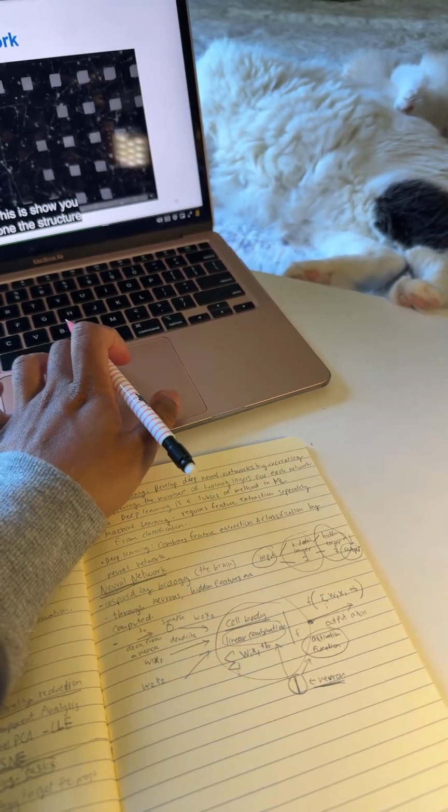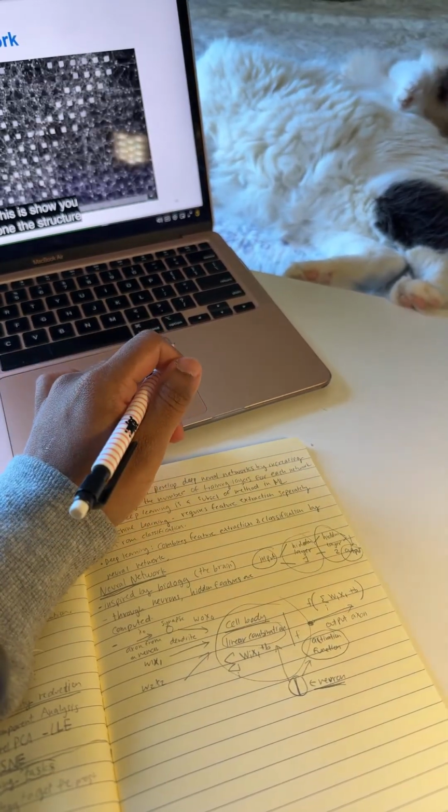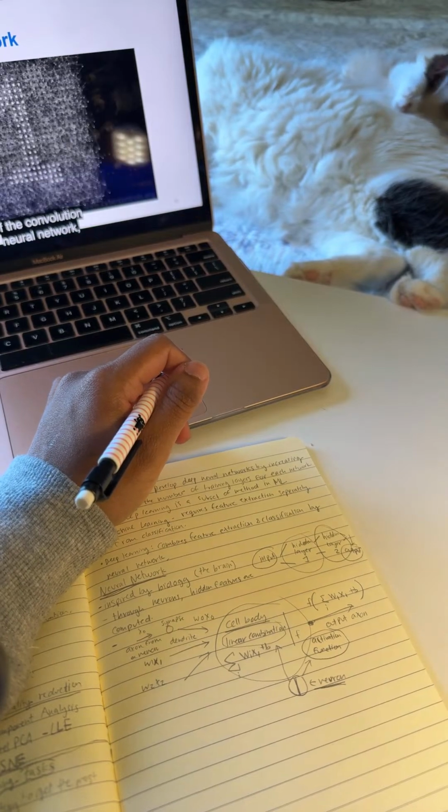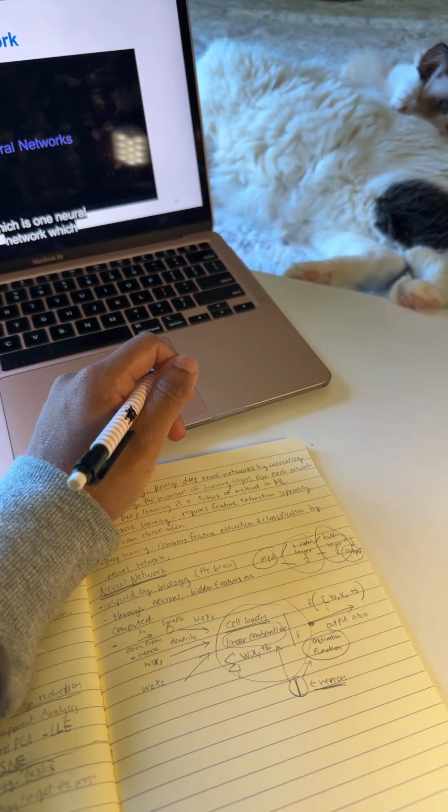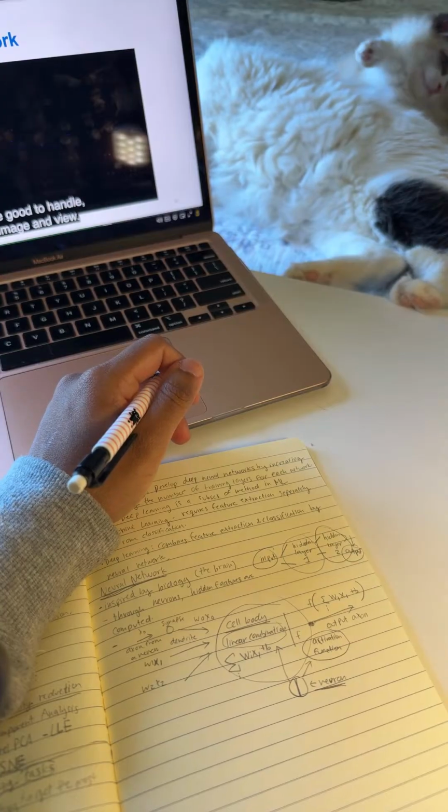So here, this is to show you the structure of the convolution neural network, which is a multi neural network, which is good to handle image and video.